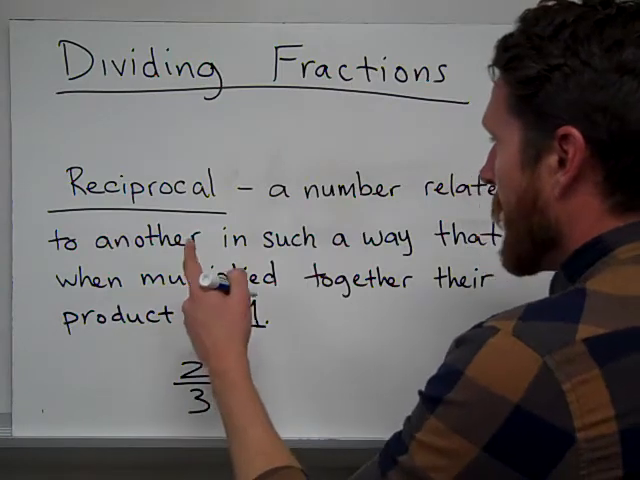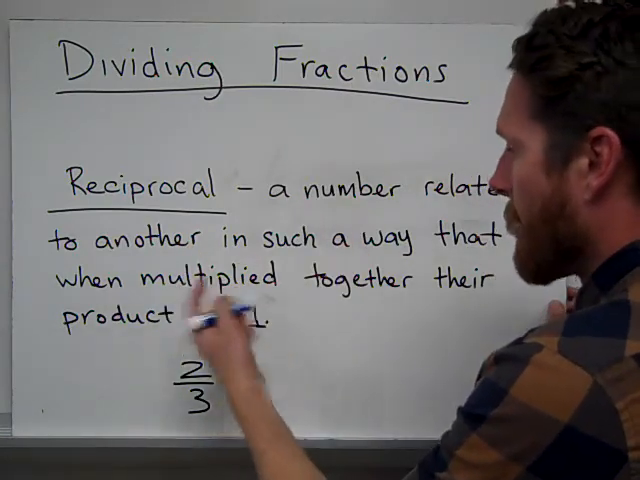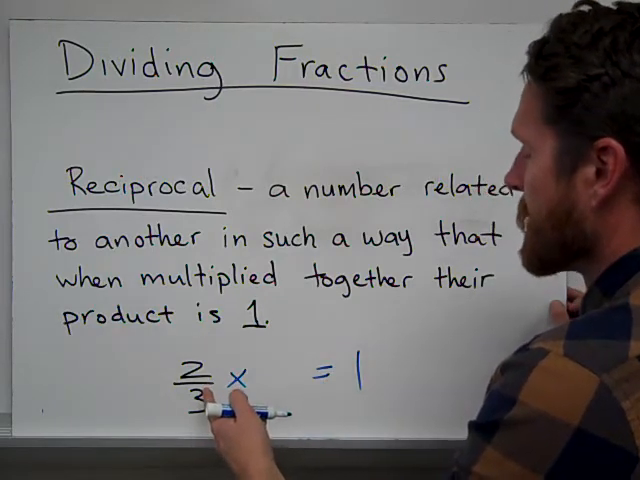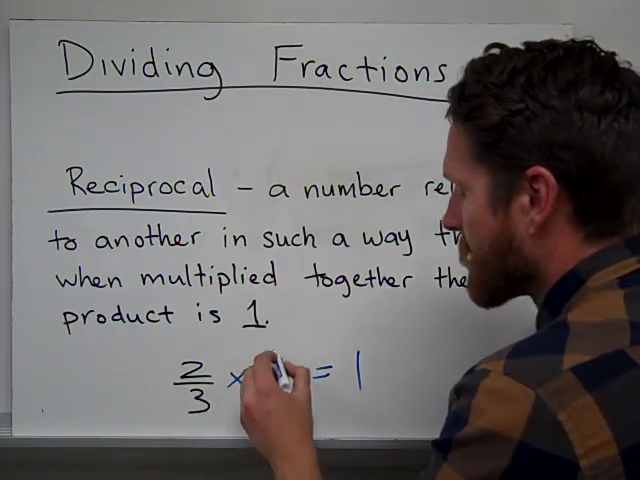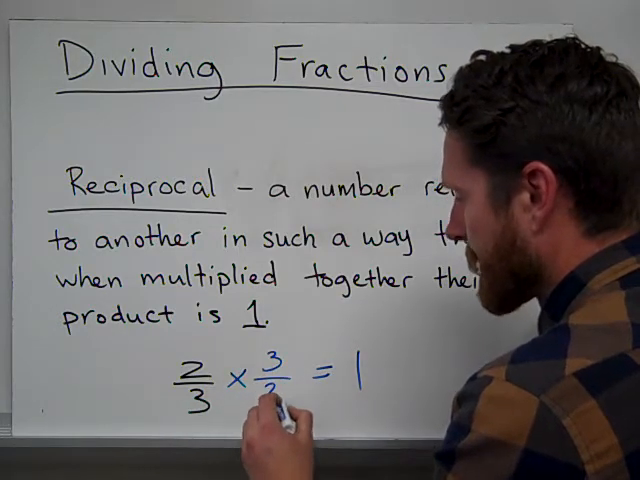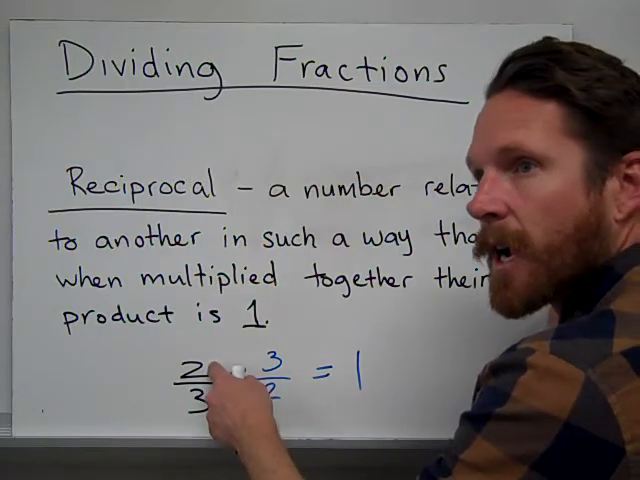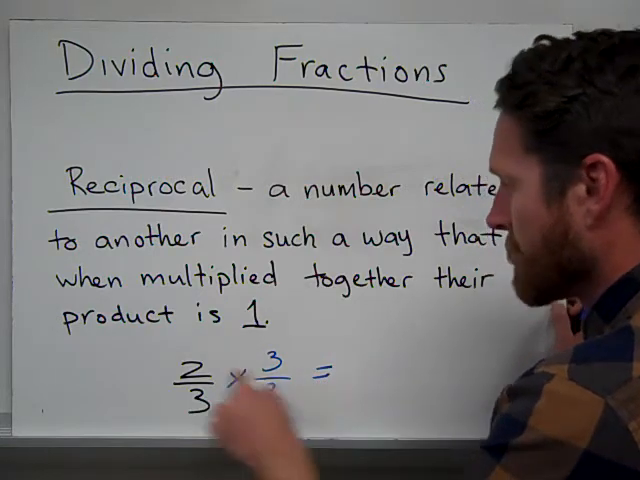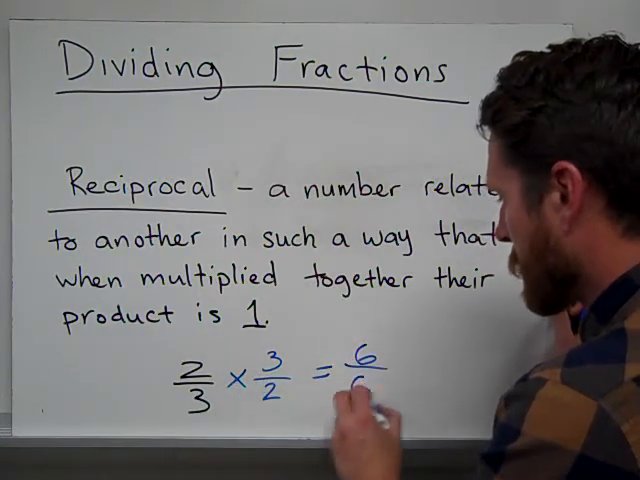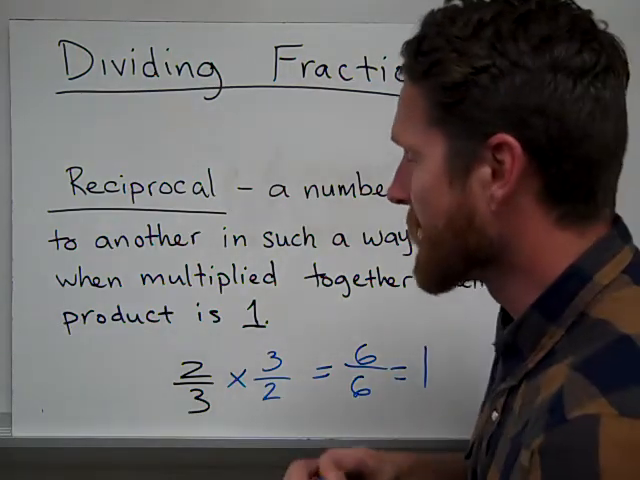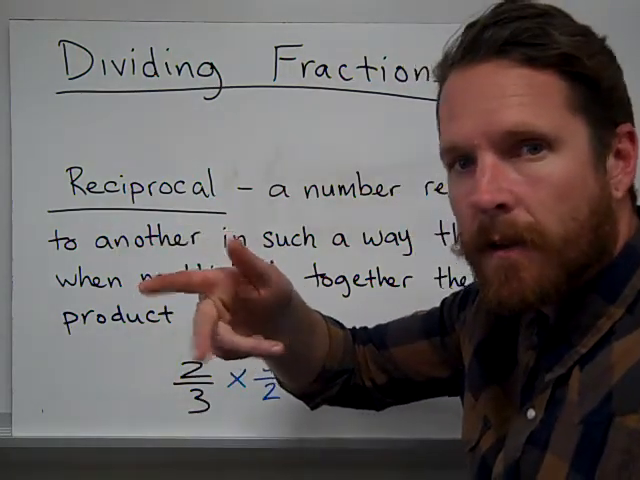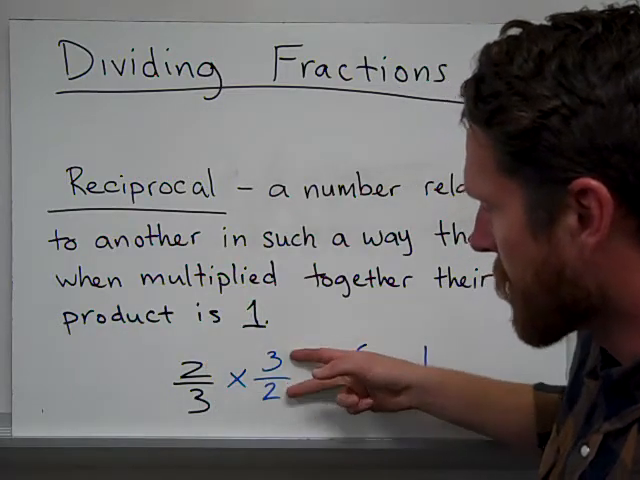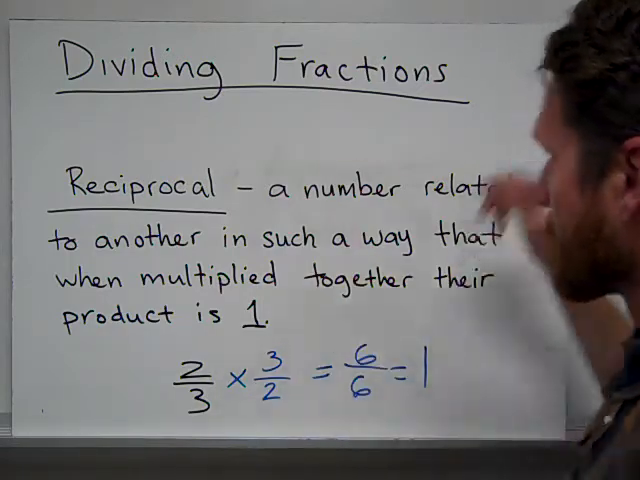What this is saying is, it's a number related to another in such a way that when multiplied, it equals 1. So how can I relate this number so that it equals 1? What I do is I just basically flip it. I take the numerator and put it in the denominator, and put the denominator in the numerator, and what that gives me is 2 times 3 equals 6, 2 times 3 equals 6, 6 over 6 equals 1. So basically what the reciprocal means is to flip it. That's what reciprocal means.